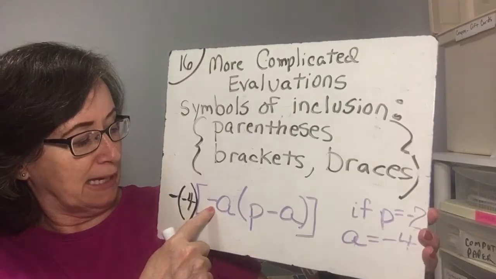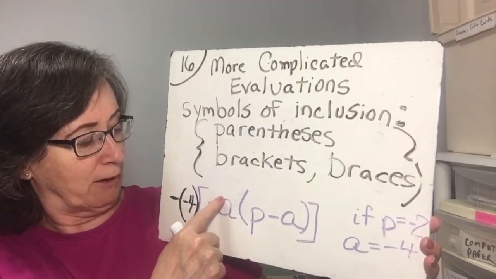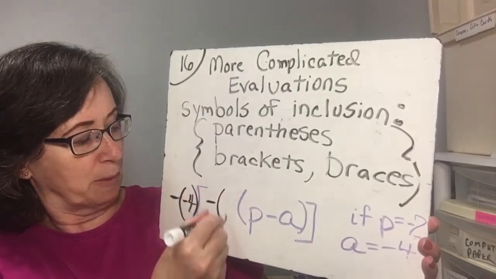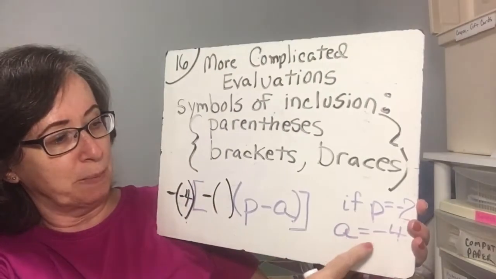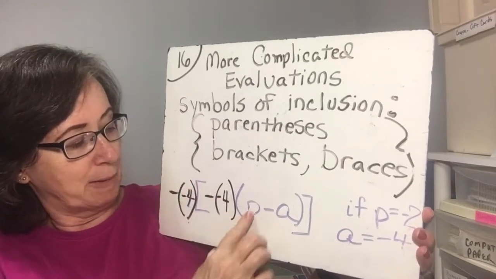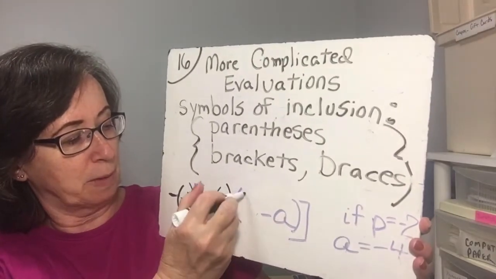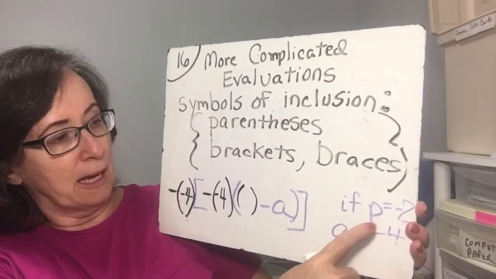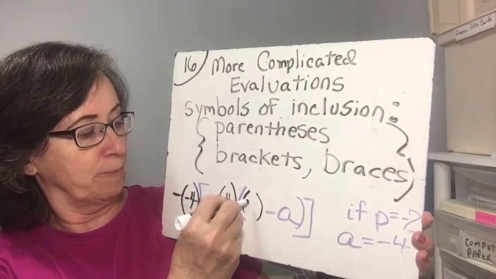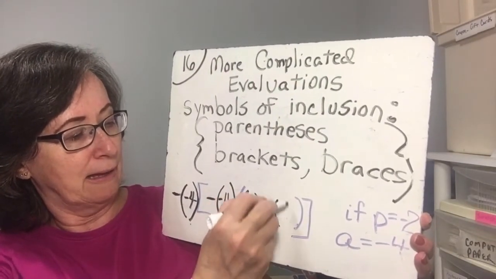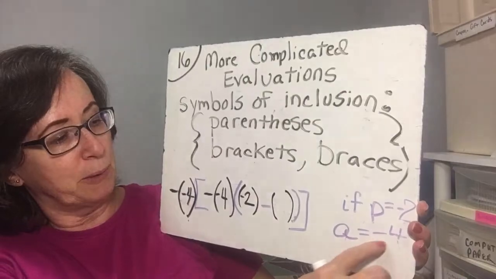So here's a negative a. So I'm going to leave the negative there. I'm going to erase the a. There's a negative there. I'm going to put a parenthesis, and I'm going to put, instead of the a, negative 4. I'm going to take out the p. I'm going to put a little parenthesis, and in the parenthesis, I'm going to put a p, which is a negative 2. And then I'm going to take out the a, and then I'm going to put in the negative 4.